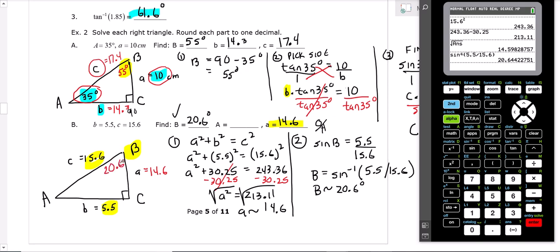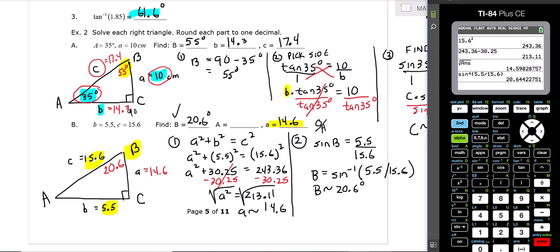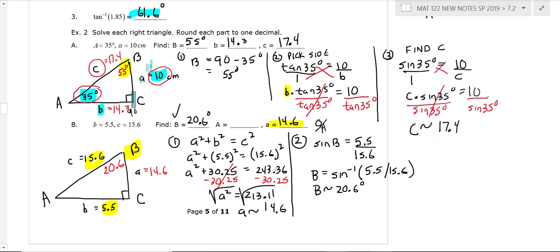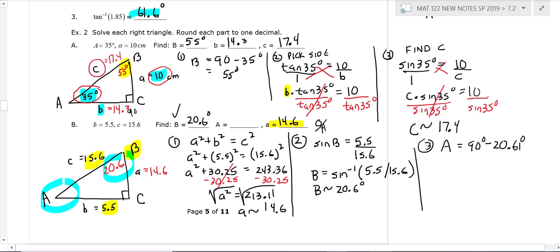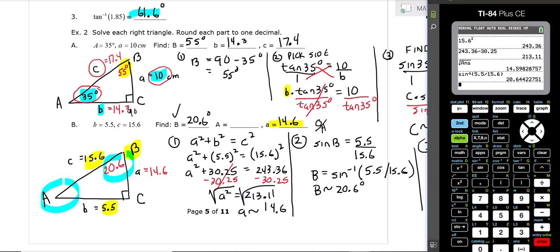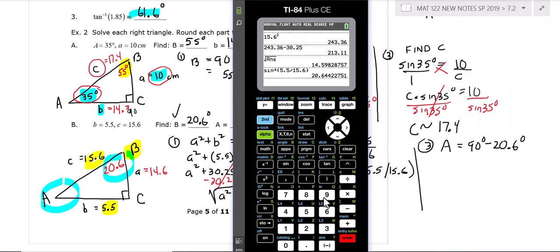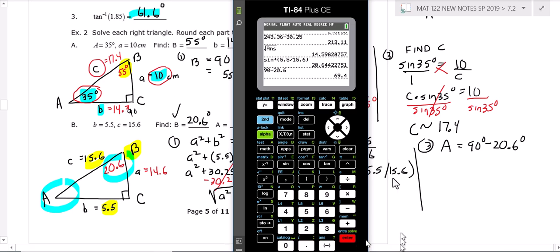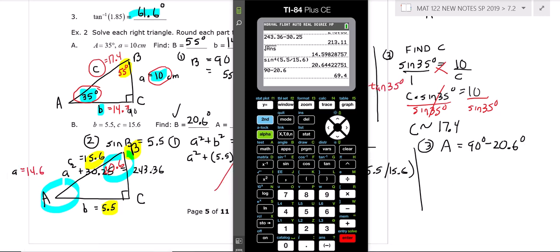The last step is the easiest thing to do on this. You always want to know that these two angles, B and A, always add up to 90 degrees in a right triangle. So on step 3 you would just say angle A is going to be 90 degrees minus the 20.6 degrees, like that. You can do that on the calculator. So that's 90 minus 20.6, and that gives 69.4. So 69.4 will be what A is equal to.